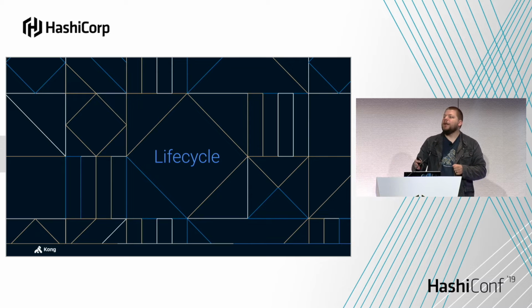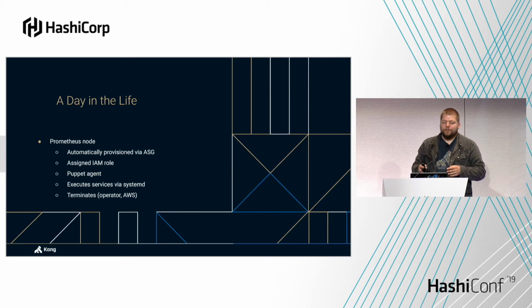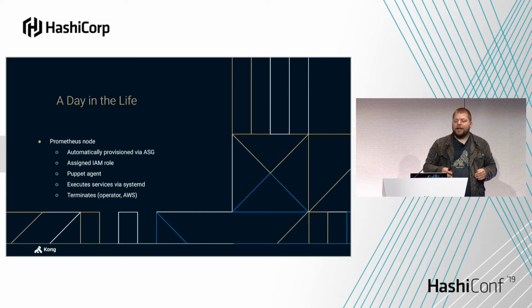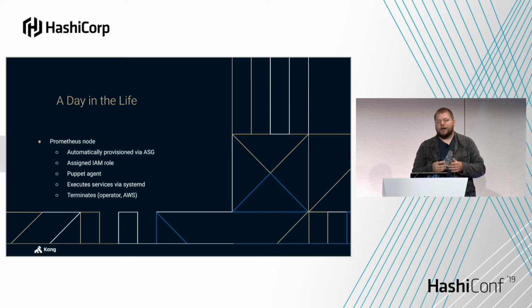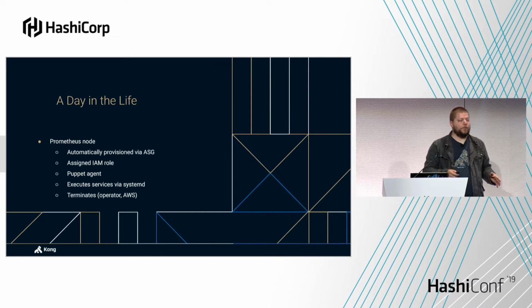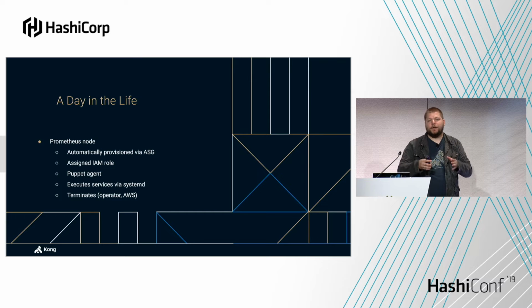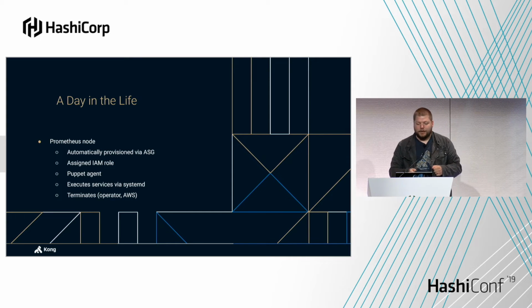So let's take a deeper look at a day in the life of one of our nodes and see what this actually looks like for us at Concloud. We'll take an example node in our world that's running Prometheus. When the node comes up, it's been provisioned by an auto-scaling group and given an IAM role based on that launch configuration. Puppet runs on the instance, managing the services that are executed through systemd, and eventually this node is going to go away. We assume that it will fail. Either Amazon will tear it down, we'll scale down our cluster, or we'll move to another region, but we expect failure and termination as part of our lifecycle design.